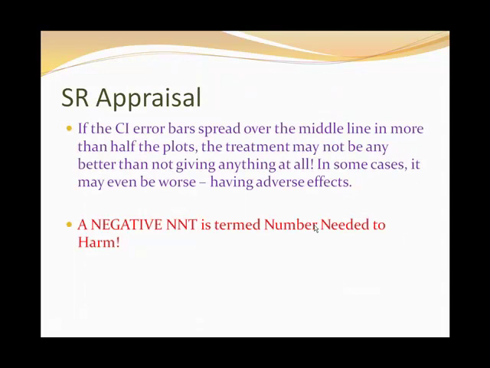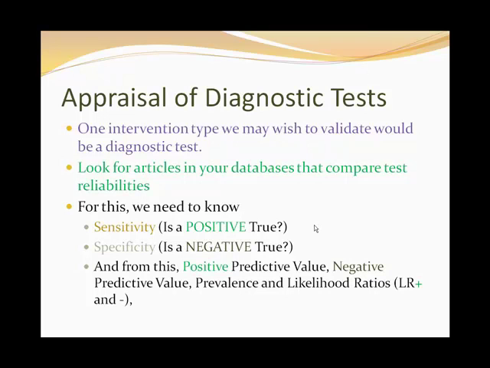So just to remind ourselves, a negative NNT is termed number needed to harm, and that actually means that the intervention group is worse than the control group. So another type of intervention is a diagnostic test. We've already covered this in the epidemiology course, so we should be familiar with sensitivity and specificity, positive predictive value, negative predictive value, true prevalence, apparent prevalence, likelihood ratios of positive and negative.